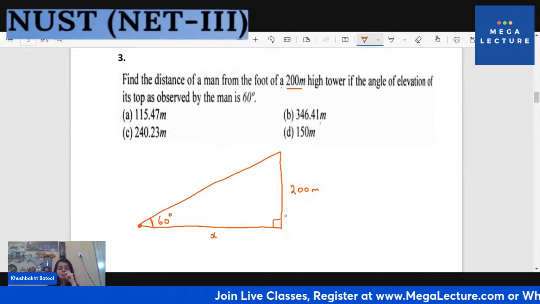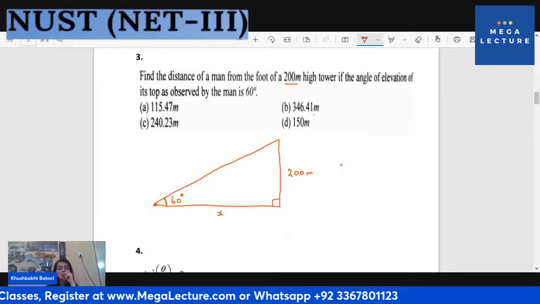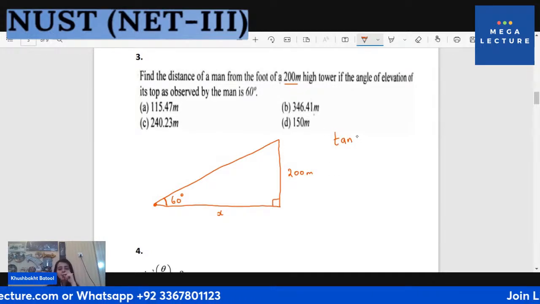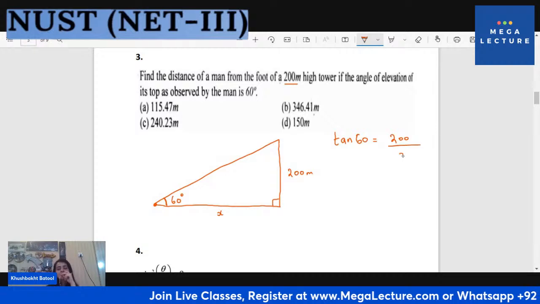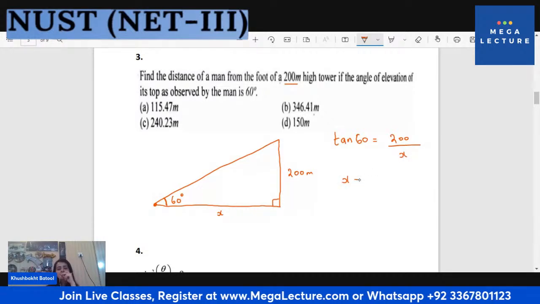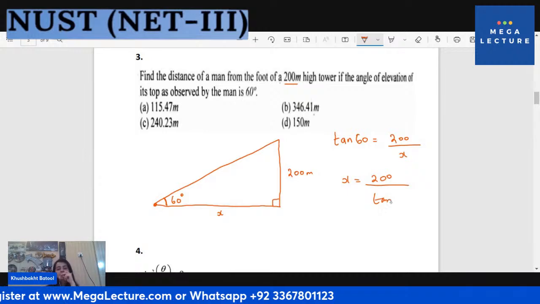So what is this? This is a right angle triangle. We can use sine, cos, tan. You need to find the base. Perpendicular side is given. So again, tan would be used. Tan 60 is equal to perpendicular side divided by base, and x is equal to 200 divided by tan 60. Now please pay attention to this.